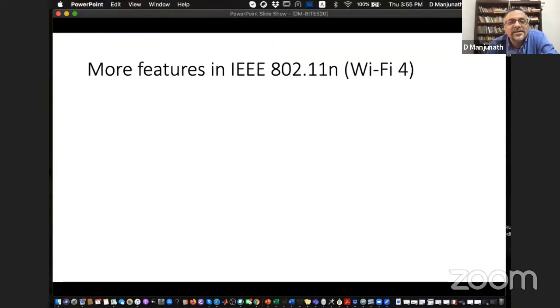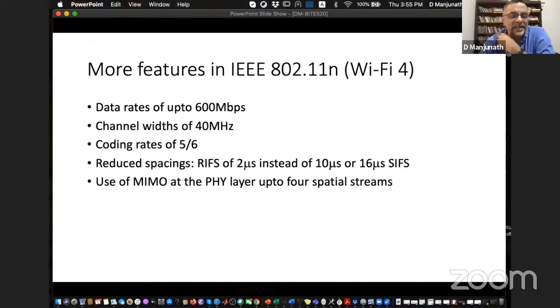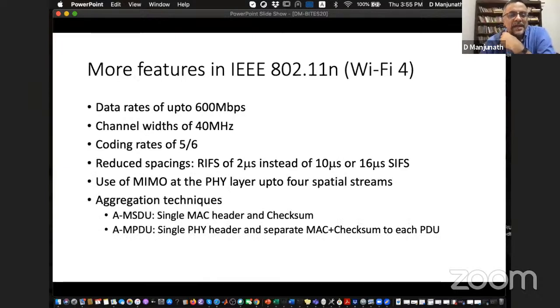So the additional features in what is called 802.11n are that it can go up to 600 megabits per second, channel widths of 40 megahertz, coding rates of 5/6. Again, these are not important. It uses aggregation techniques of a single MAC header and a checksum. It also has an aggregation technique of a single PHY header and a separate MAC header plus checksum for every PDU.